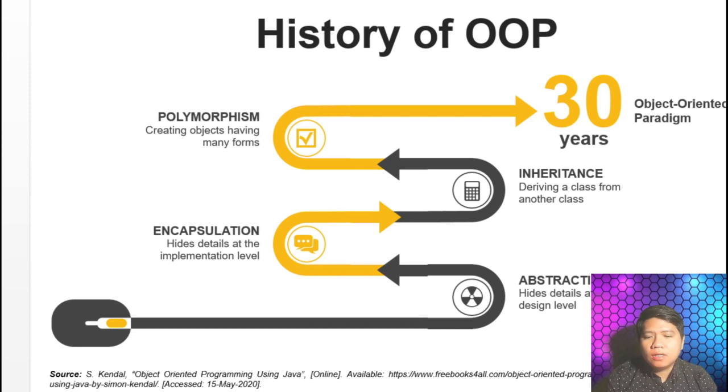Poly means many, and morph means forms. This can be achieved with the help of inheritance. So it is impossible for us to do polymorphism without the use of inheritance. So these are just an overview of the pillars of OOP. We will have a separate discussion about each of these terms in more detail.